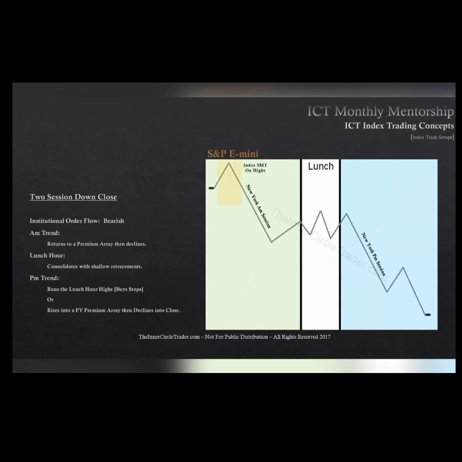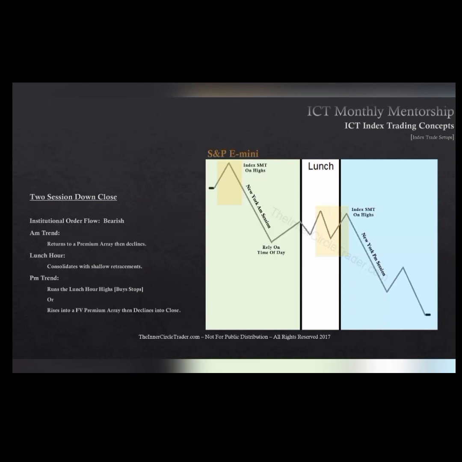Again, in the morning, when we see price return to a premium array, at that moment, we're going to be comparing the other 2 indices, the NASDAQ and the Dow, and we're going to be comparing the highs for index SMT, again from London into the 9:30 opening equities, and we're going to be holding till 10:30 to 11 o'clock in the morning, relying on time of day to get them a maximum amount of range. As we get closer to 11 o'clock, there's more likelihood of a consolidation or pause going into the lunch hour at noon.